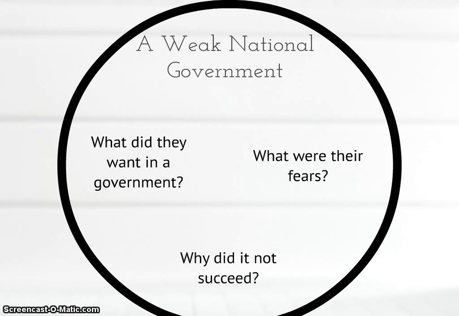However, before this could start, all 13 states had to approve the Articles of Confederation. And it wasn't until 1781 that it actually became the official government of the United States. Under the Articles of Confederation, the national government could wage war, make peace, sign treaties, and issue money. However, most of the power was left to the states.